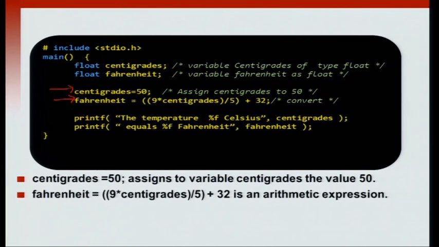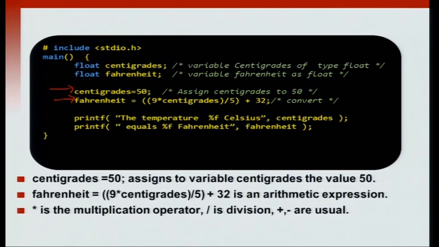It associates an arithmetic expression. So it evaluates an arithmetic expression, takes its value and stores it in the box associated with Fahrenheit. Okay. And as we just saw before, star is the multiplication operator, forward slash is the division operator, and plus is the addition operator.